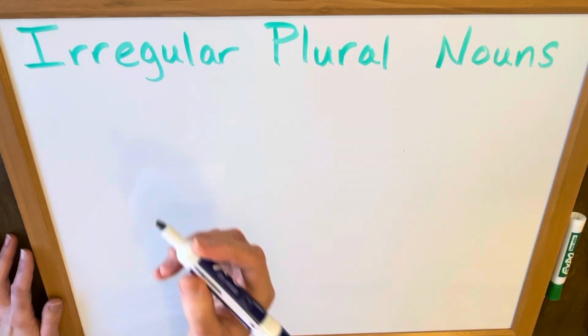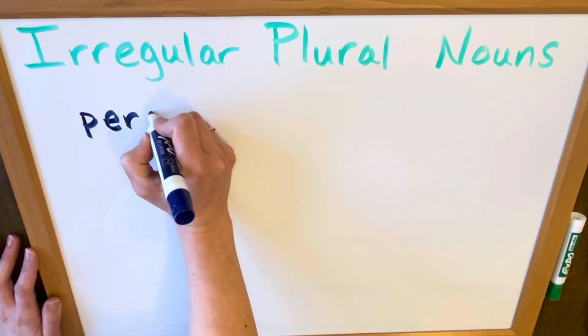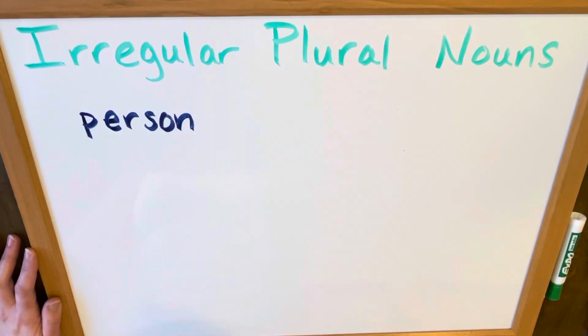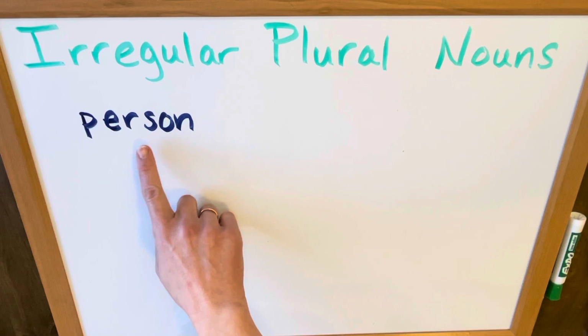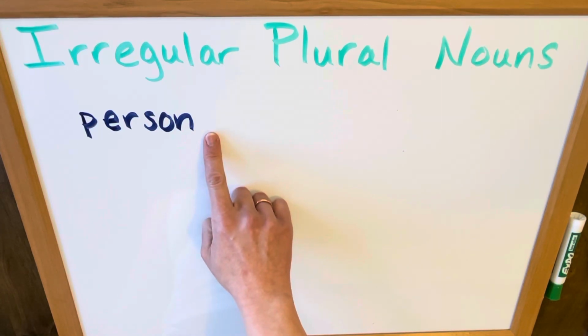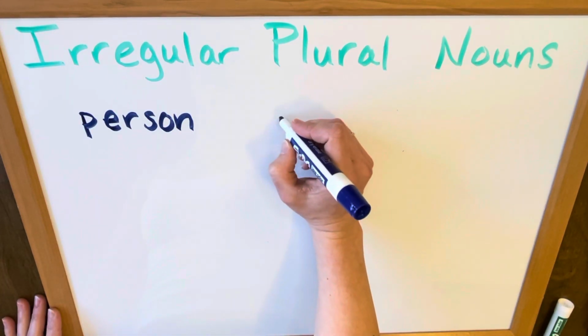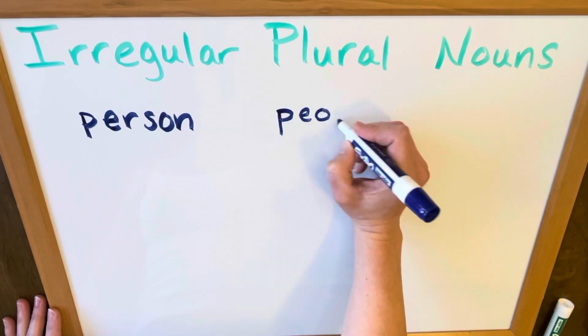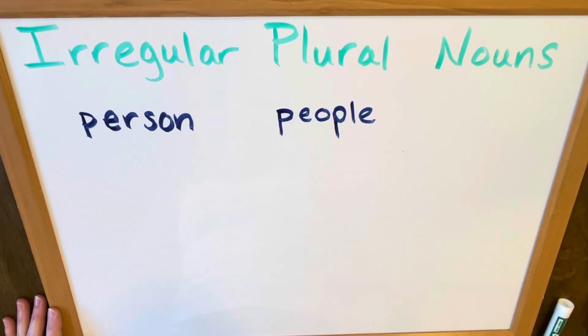The first one is a person, okay? Now, if we're talking about more than one person, we do not just add an S at the end because that would say persons, and that's not how we say it. If we're talking about more than one person, we are now talking about many people, right? We don't say, look at those persons over there. We say, look at those people over there, right?